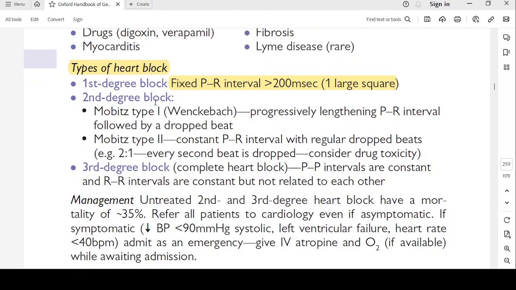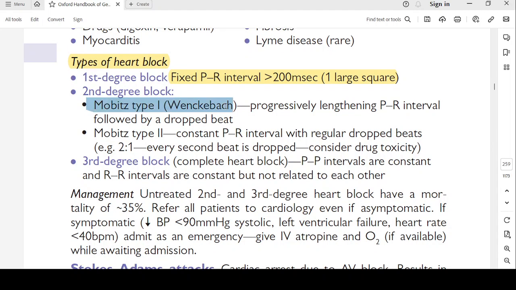Second degree heart block. Mobitz type 1 or Wenckebach block. Here, there is progressive lengthening of PR interval followed by a drop beat. So, they will be progressively increasing duration of the PR interval. Mobitz type 2, constant PR interval like in first degree block, with regular drop beats. 2:1, every second beat is dropped. Consider drug toxicity. 2:1 is seen in digoxin toxicity.